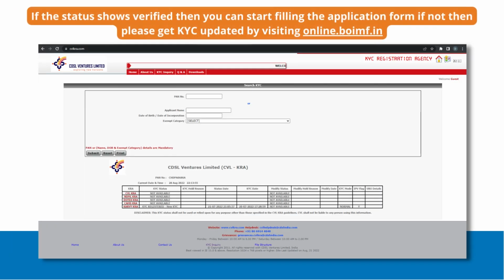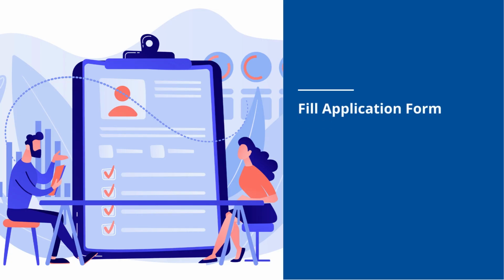If the status shows as verified, then you can proceed with filling the application form. If not, please get the KYC updated by visiting the website online.poimf.in. The second step is to fill the application form.